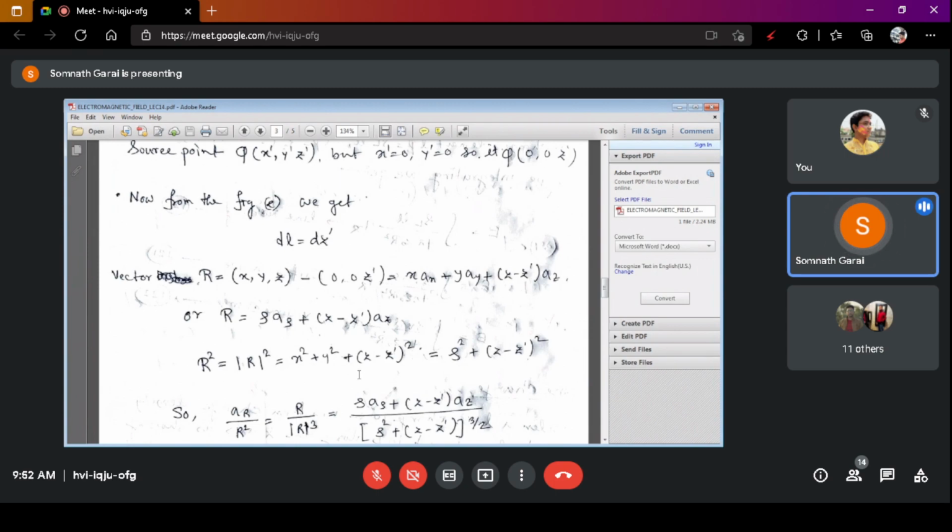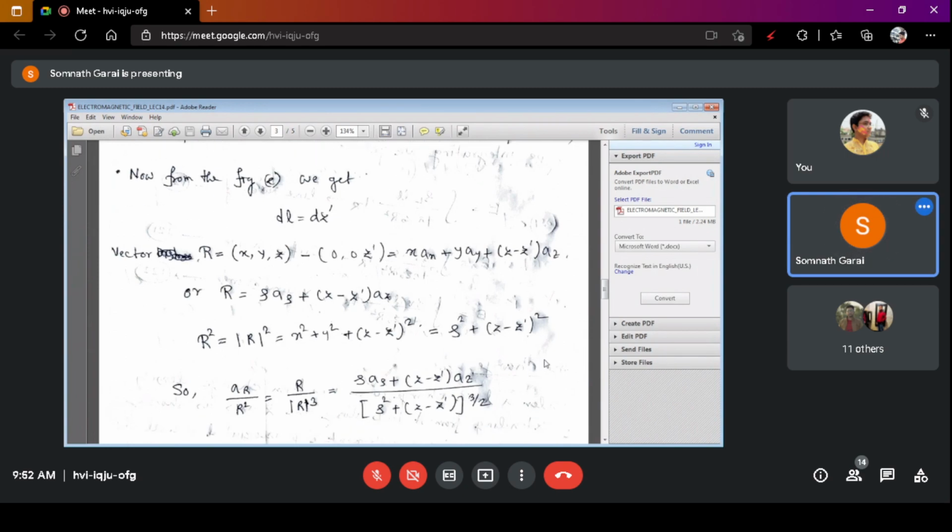Now we know, from the Cartesian coordinate and cylindrical coordinate relation, that x square plus y square is equal to rho square. We have studied this before. So we put the value x square plus y square equal to rho square. So R square will be rho square plus z minus z dot square, right?